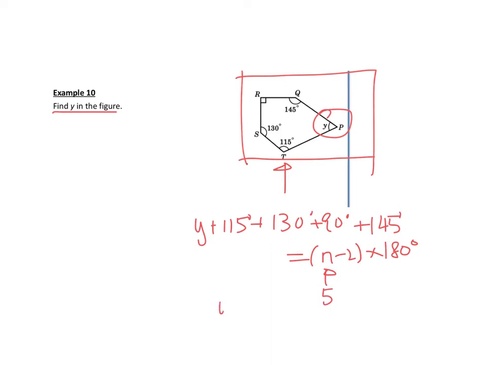So that y plus 480 degrees will be equal to 3 times 180 degrees, which is equal to 540 degrees. So lastly, we can find that y is equal to 60 degrees. That's it.